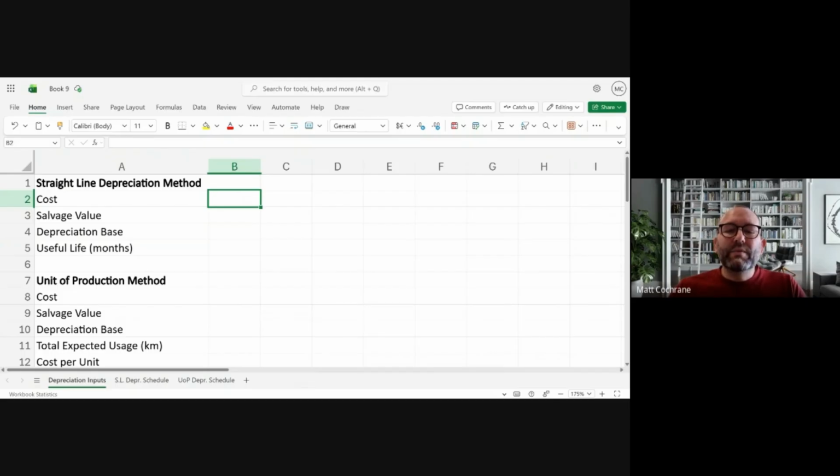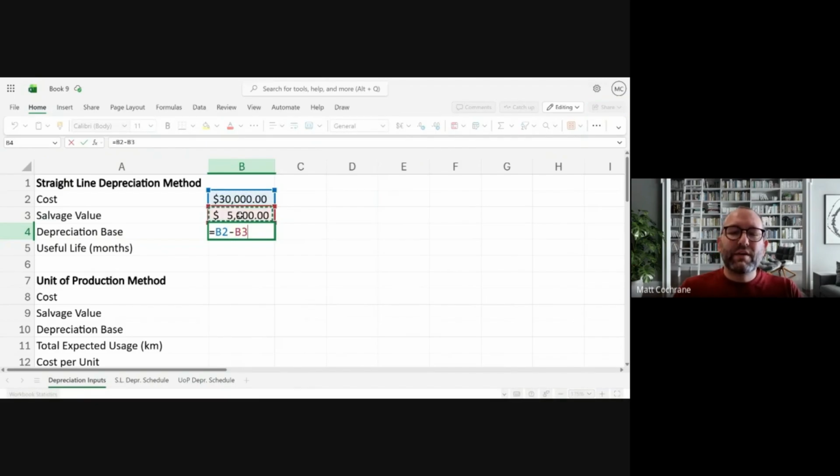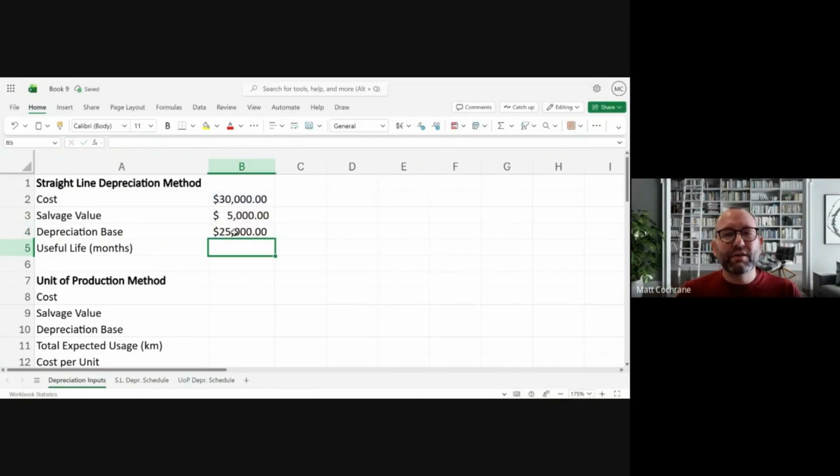Okay, so we need a couple of pieces of information. We need the initial cost of the particular asset, and that's going to be our $30,000. If you want to format the currency or whatever, you can do that. We said that the salvage value, or the value that's going to be remaining after we've used it, is going to be still $5,000. The depreciation base is calculated as the difference between the cost and the salvage value. So we just take the 30,000 minus the 5, and that gives us a $25,000 depreciation base.